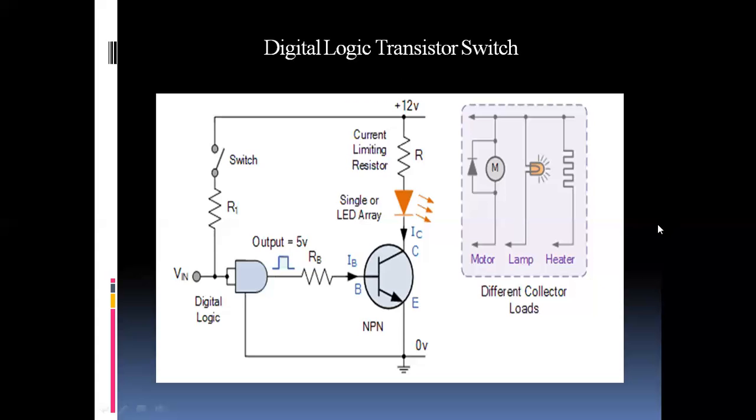While concluding, we can say that transistors are used as a switch in the saturation region and in the cutoff region, to handle maximum power devices. So this is the application of the transistor as a switch.